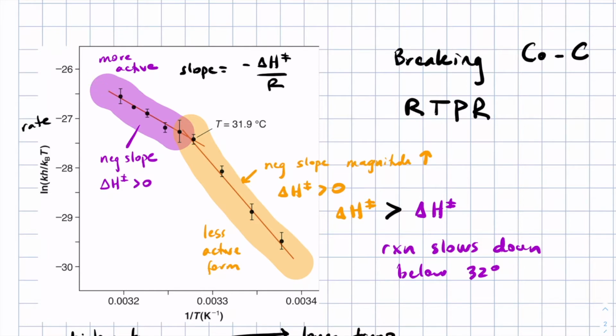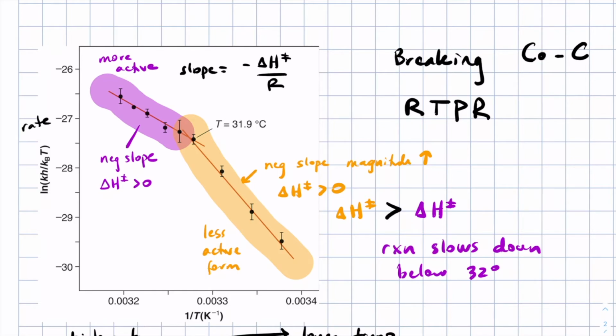The intercepts, where 1 over T equals 0 and temperature equals infinity, I guess, is what delta S over R tells you. Go ahead, Jared. This graph kind of makes it seem like the rate of reaction will change suddenly from one temperature to the next. Yeah, not a gradual change.